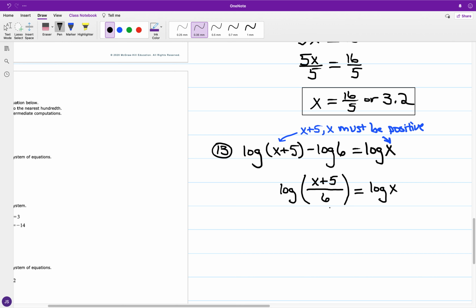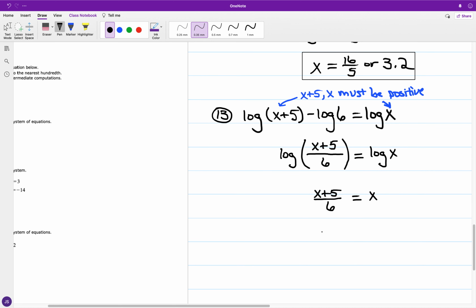Now we have the same base on both sides, and that means that we can set these arguments equal to each other. So we can go ahead and set x plus 5 over 6 equal to x. And what I can do here is multiply both sides of the equation by 6, so as to get out of the fraction mode. So we have x plus 5 is equal to 6x.